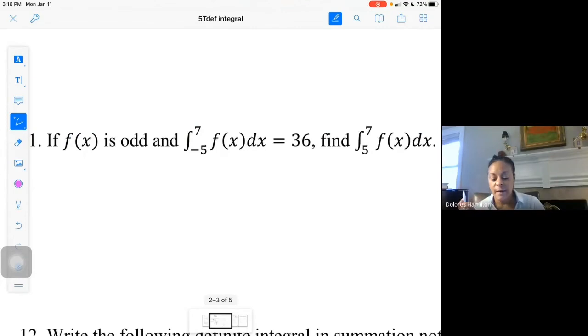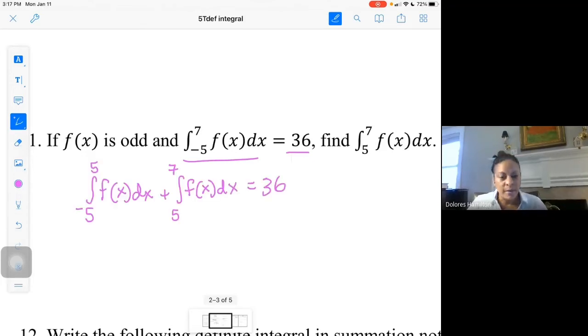Now let's look at question 11. This is asking us now, if our function is odd, and we know this to be true, what would the integral be from 5 to 7? So maybe we'll use that previous property that allows us to separate those integrals. Instead of saying from a to c, I can say that's the same as the integral from a to b plus the integral from b to c. So it looks like this.